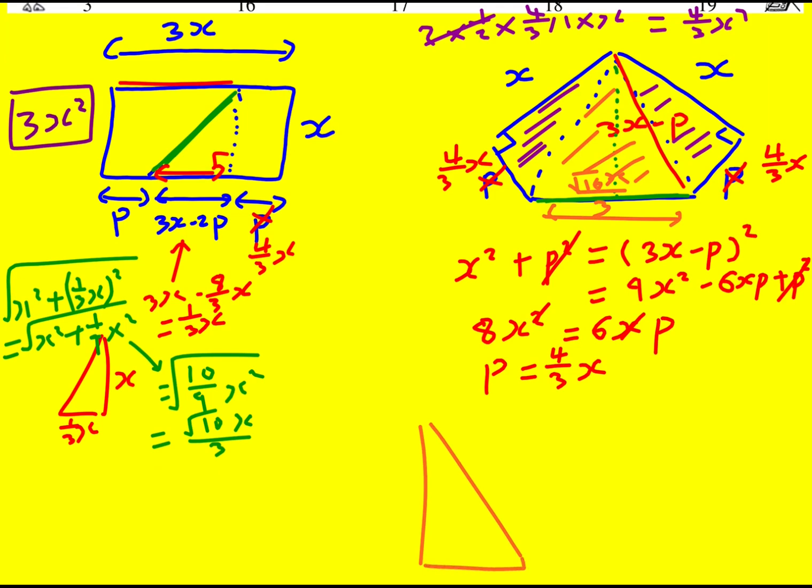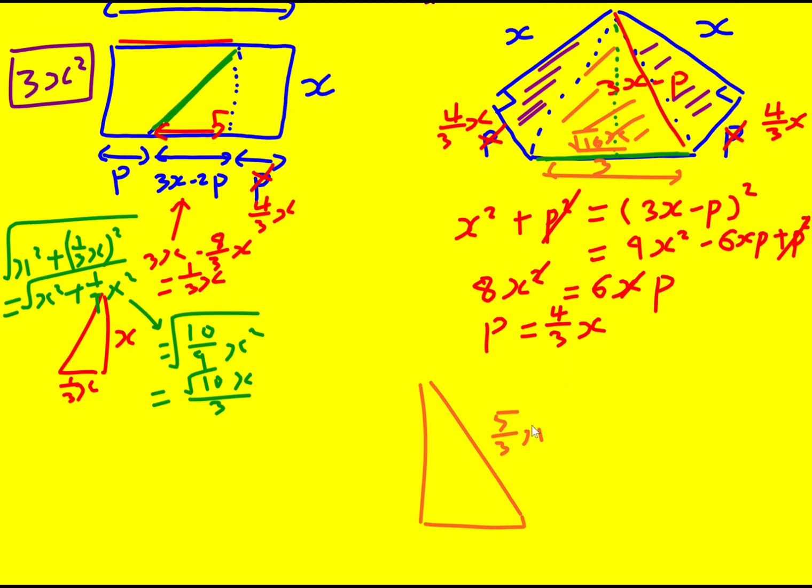Remember, we had 3x minus p. I haven't put in p is 4 over 3 yet. But I'm going to get 5 over 3x, because it's 9 over 3x minus 4 over 3x. So 5 over 3x here. And then my base, because I'm splitting it into 2, is going to be root 10 x divided by 3, divided by 2, so root 10 x over 6.